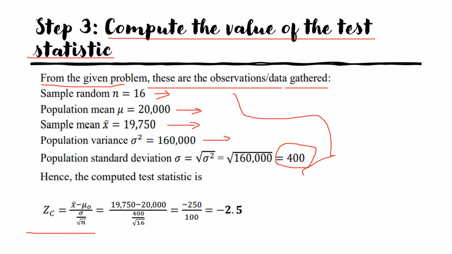So our resulting value for this one, or the more simplified one, is negative 250 over 100. Or if we divide, we arrive at an answer which is negative 2.5. So this will be the value now of your computed Z to be compared to your critical value. And what will be our conclusion if we're going to compare your computed Z, or computed value, to your critical value?